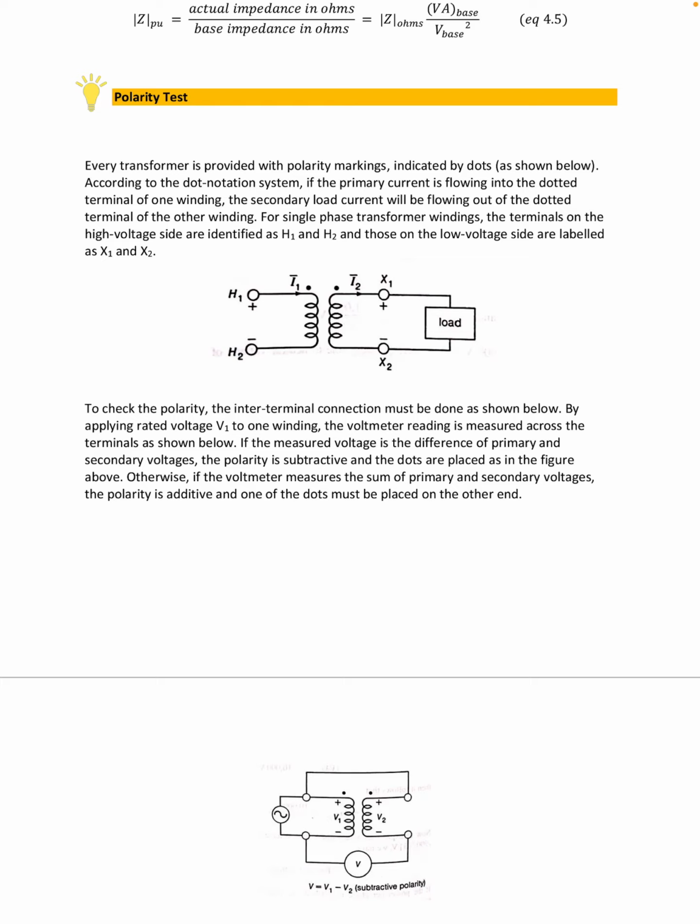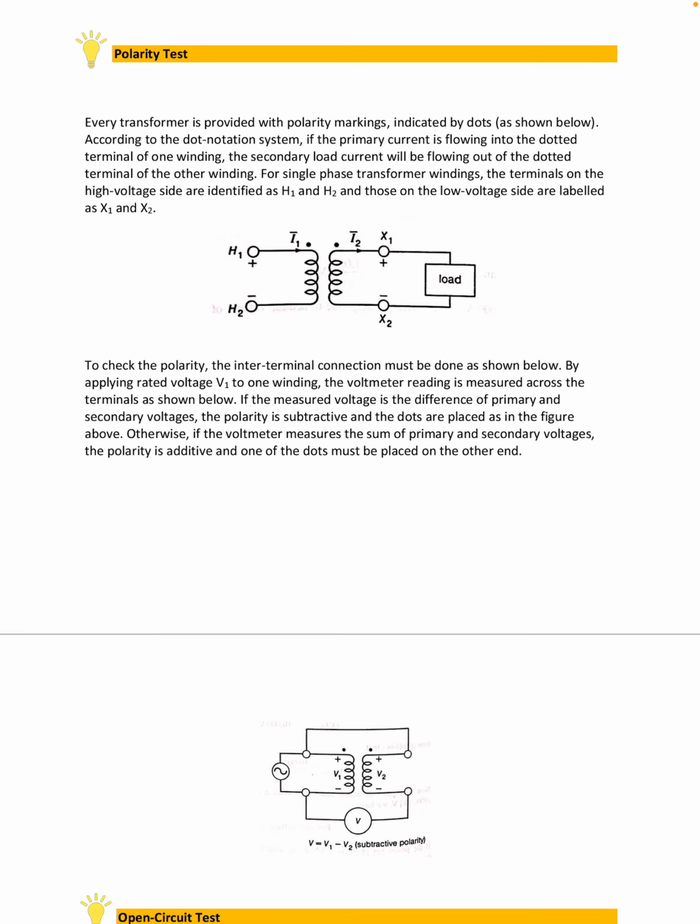Then for single phase transformer windings, the terminals on the high voltage side are identified as H1 and H2. Then sa secondary, we have X1 and X2 as we can see in this diagram. Then to check the polarity, we will create a connection between the primary and the secondary, as what you can see in the second picture below.